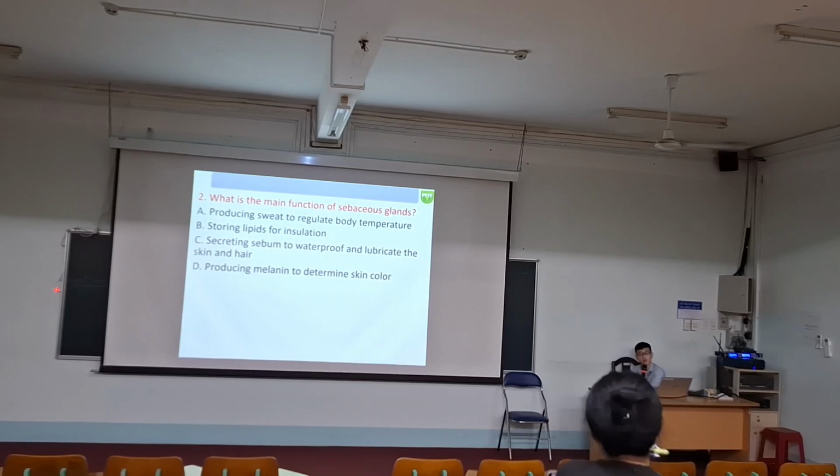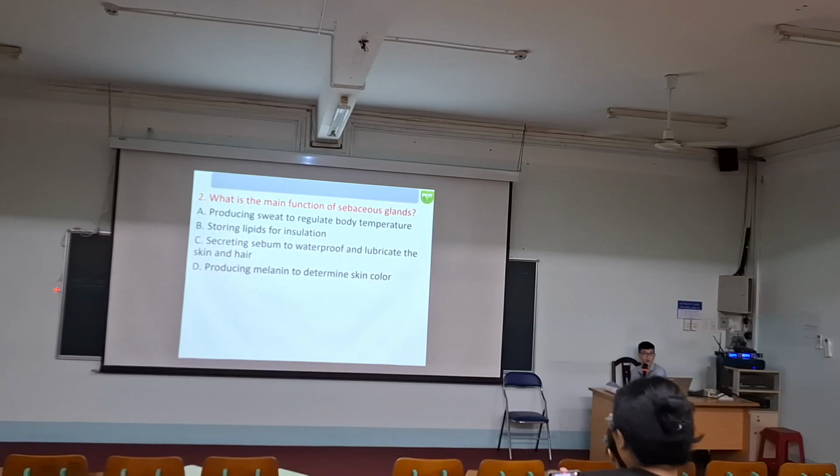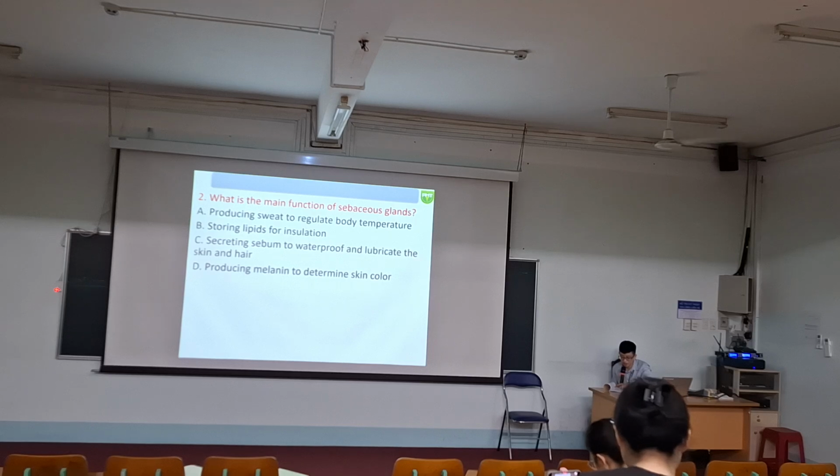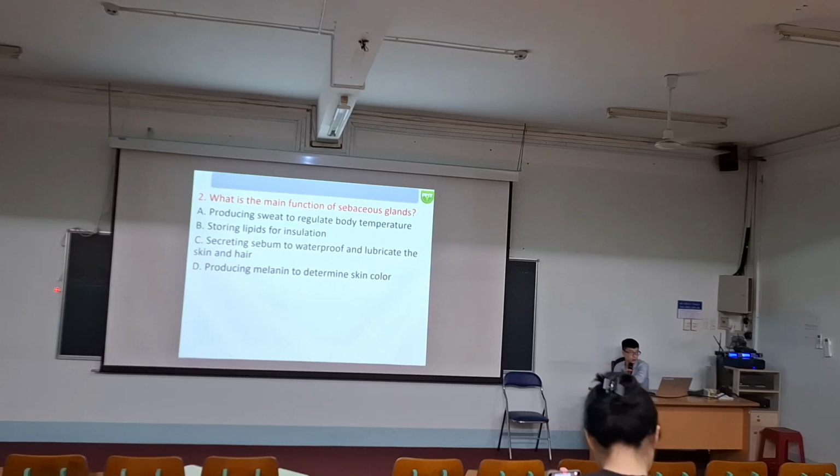Producing sweat to regulate body temperature, storing lipids for insulation, secreting sebum to lubricate the skin and hair, producing melanin to determine skin color. A, B, C, or D? C. This moisturizes and lubricates the skin and hair. So for number 2 we choose C.